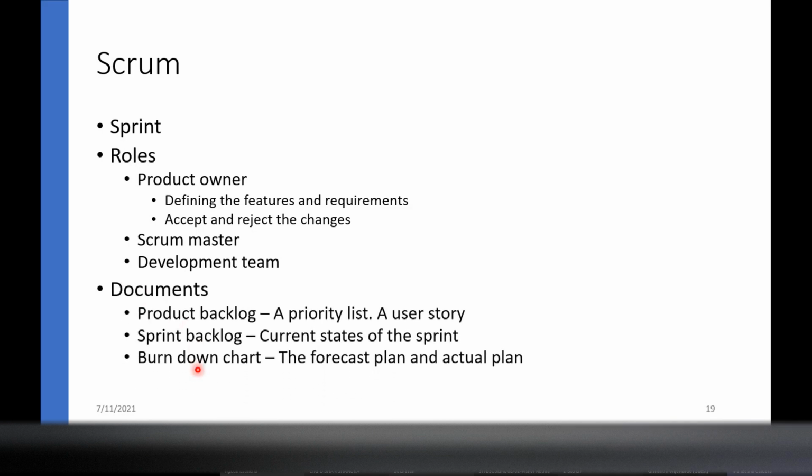Under Scrum, there are mainly 3 documents produced. First one is the product backlog. This is a priority list. The entire product is described in here in a prioritized way.